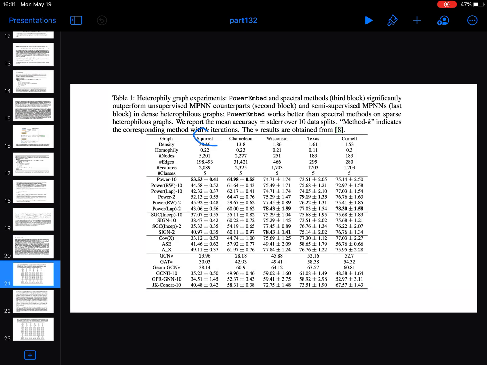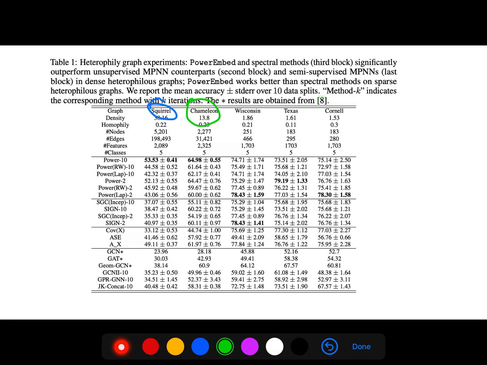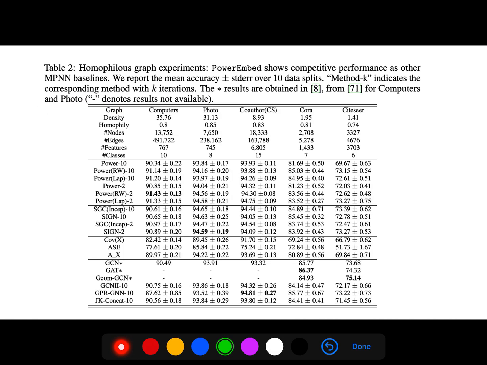And by the way, these Squirrel and Chameleon datasets are very difficult because they are not homophilous graphs, they are heterophilous graphs, and that's why the results, even the state of the art, are less than 60%. Cora, and Citeseer are very simple.